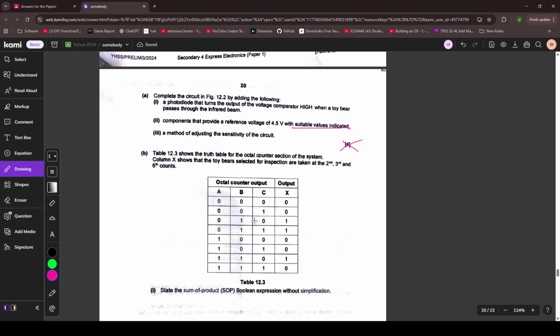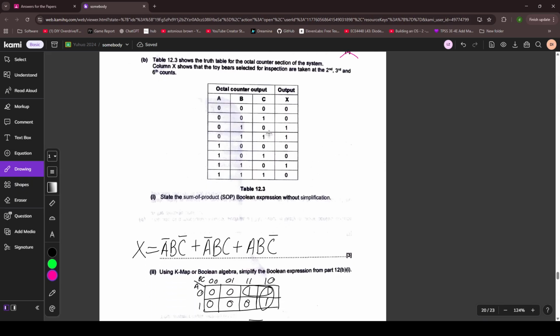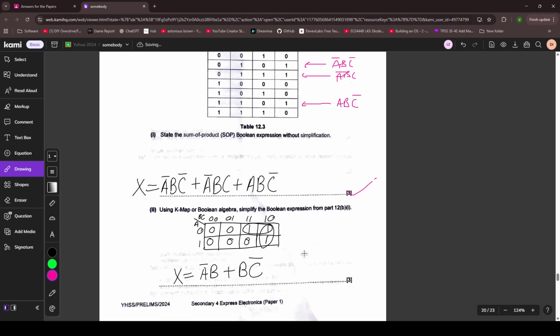Okay, let's move on. Table 12.3 shows the truth table of an octal counter. Column X shows that the toy bears selected for inspection are taken at the second, third, and sixth counts. State the SOP Boolean expression without simplification. We look at the ones of the output, get each expression of that one, and then we add bars. We add a bar when that variable is 0. So it'll be like this, like this, like this. And you got it.